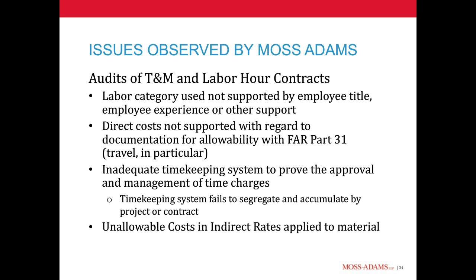On the direct costs, definitely look at Part 31. Ensure that you've got a working understanding of all the different types of costs that are allowable and that aren't, and have meticulous records to document that the costs you have are allowable. Even for simple things like, did we use the lowest available airfare?